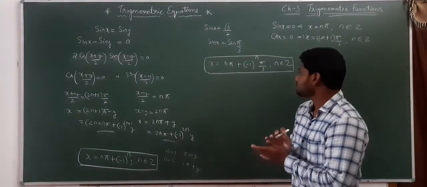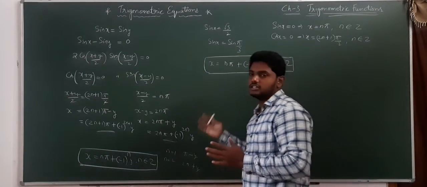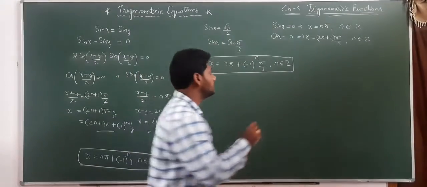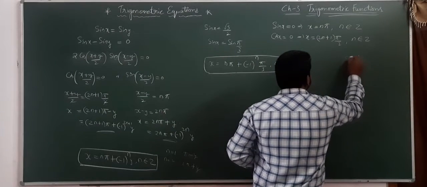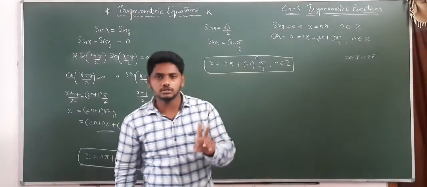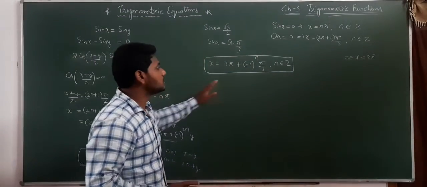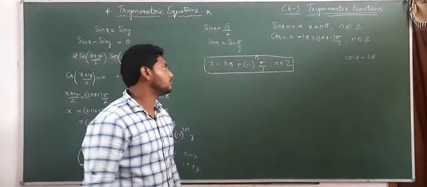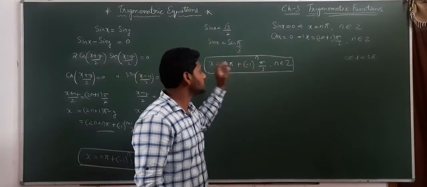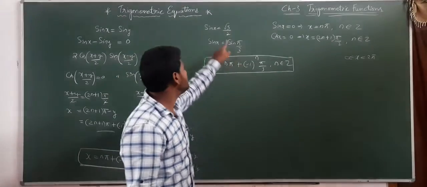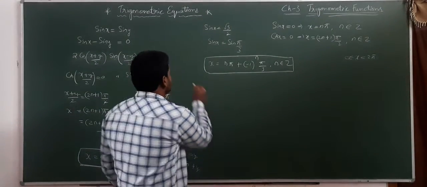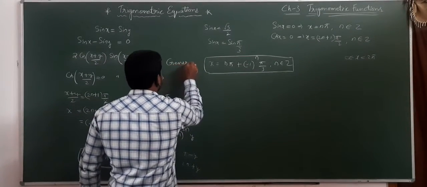Did you understand? So the difference between general solution and principal solution: principal solution means that the range is between 0 to 2 pi, that is, x is greater than or equal to 0 and less than 2 pi. In between those two only, and only the two solutions should be there. But when it comes to general solution, an infinite number of solutions will come. Why? Because here n belongs to z. You can substitute negative integers, you can substitute positive integers, all the values which satisfy sin x equal to root 3 by 2. So that we will consider as the general solution.